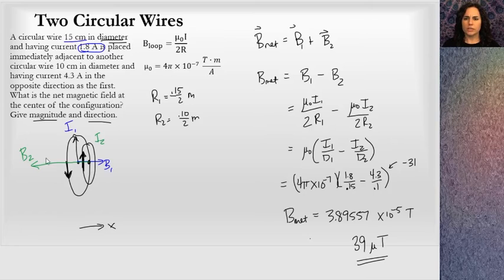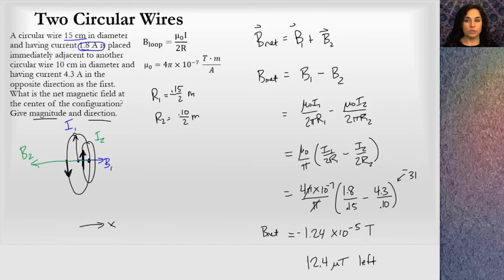Note that I was really keeping track of the direction of these vectors and the relative magnitude and what I expected. It says magnitude and direction, so I'll say left in my diagram, or negative x. If I assign a coordinate system, I could say it's in the negative x direction.